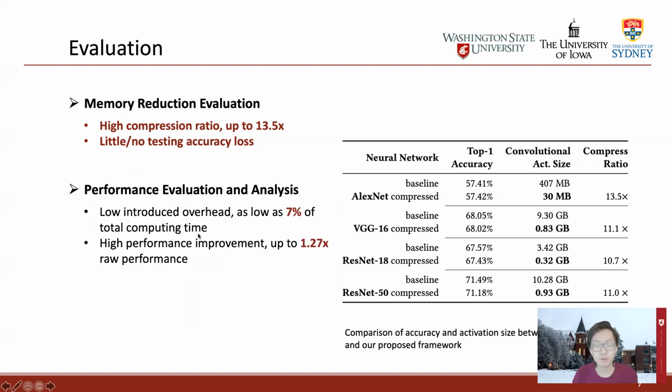And in terms of the performance overhead of our framework, thanks to the high compression and decompression throughput of cuSZ, we introduce a relatively low overhead, as low as 7% of the total compute time. And because we save memory consumption, we can increase the batch size, and that will increase the performance by up to 1.27 times raw performance, that is images per second on GPUs, because a larger batch size makes GPU compute more efficient. There are also other potential improvements based on the larger batch size, for example, faster convergence speed, and the model will also be easier to train with a larger batch size.